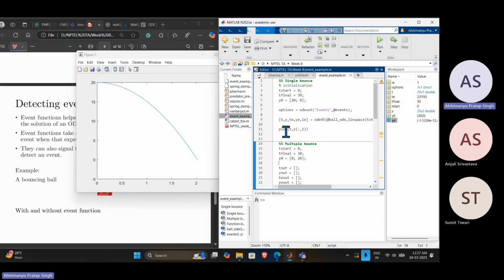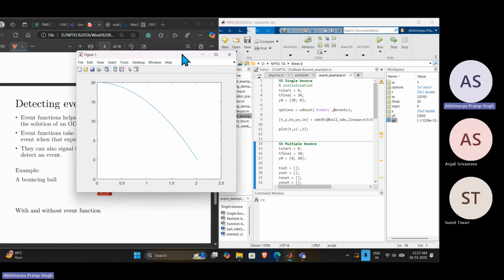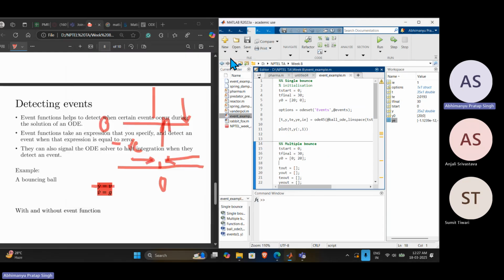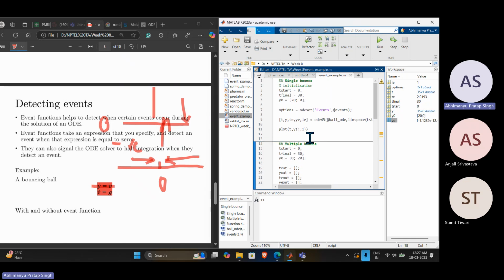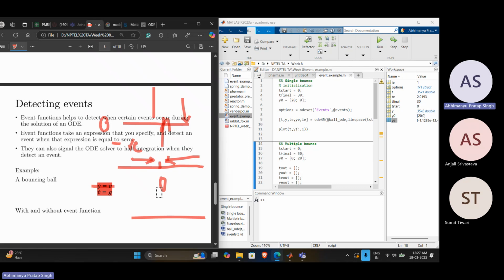So I can use this event function to get some very nice graphs also. Like in this case, even if I drop the ball from a height of 20 meters with zero velocity, it is bound to happen that the ball will touch the ground, and then it will again bounce up, and then again touch the ground, and then again bounce up, then again touch the ground. It is not a one go process only, right? The ball will bounce again and again.